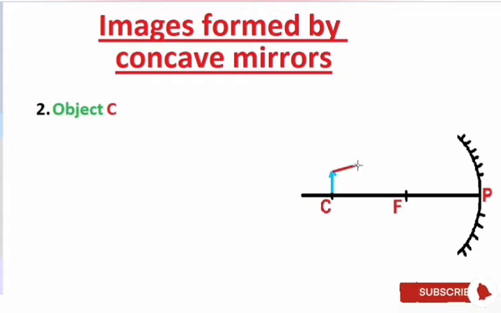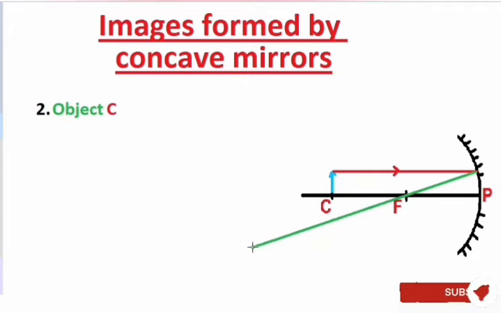So I have to draw a ray from the tip parallel to this, to the principal, to CP, the principal axis. Indicate my direction. So the ray will be reflected through F because it is parallel to the principal axis. So I indicate my direction once again.